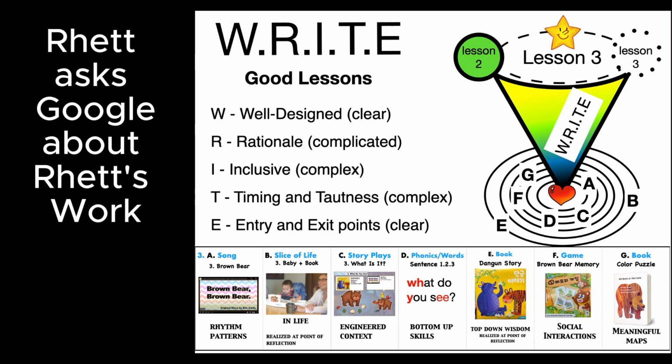Now, F game. The visual is a box called Brown Bear Memory, and the concept is social interactions. We've been very internal so far, thinking about my life, decoding my words, listening to a story. Now we have to externalize it. Social interactions. Can I use this knowledge with another human being?